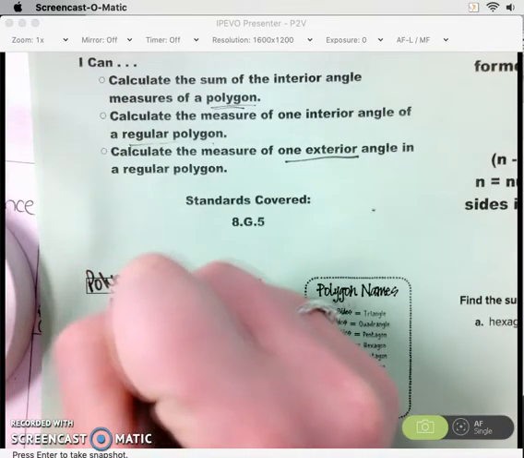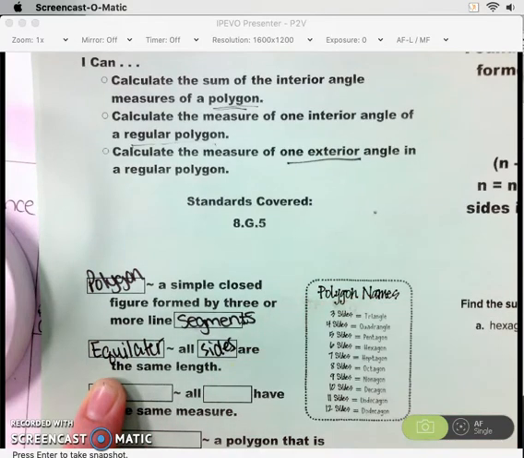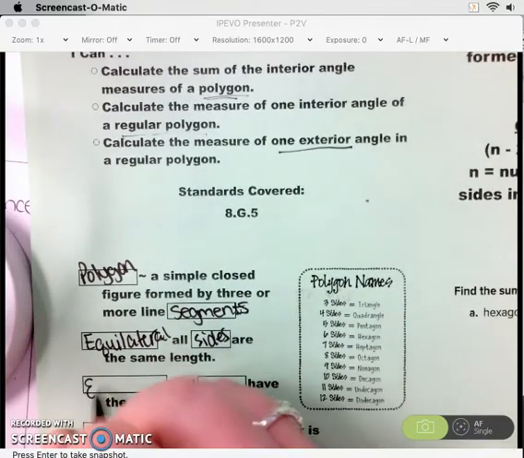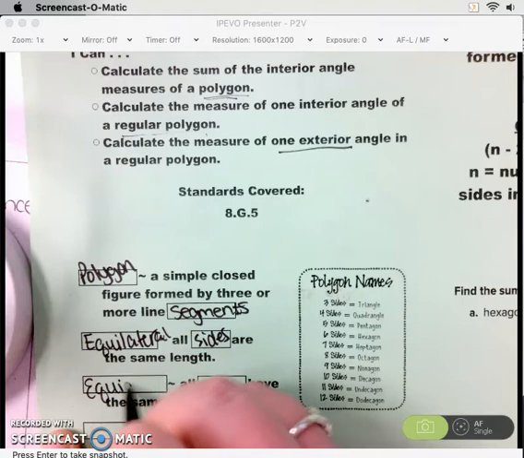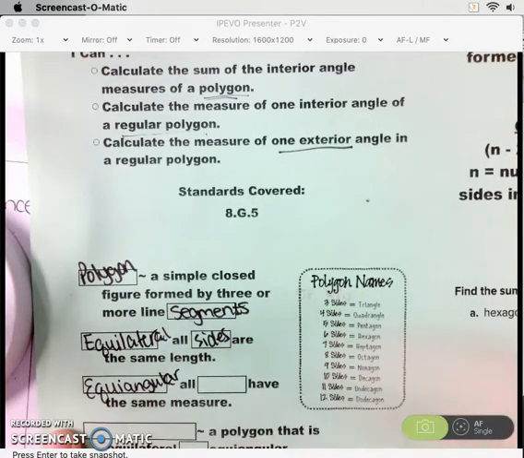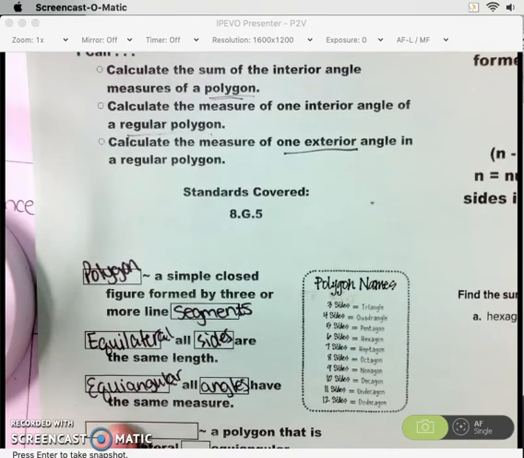Equilateral: all sides are the same. Lateral, maybe I should finish writing that one. Equilateral. And then equiangular: all angles have the same measure. So equilateral, all the sides are the same. Equiangular, all the angles are the same.